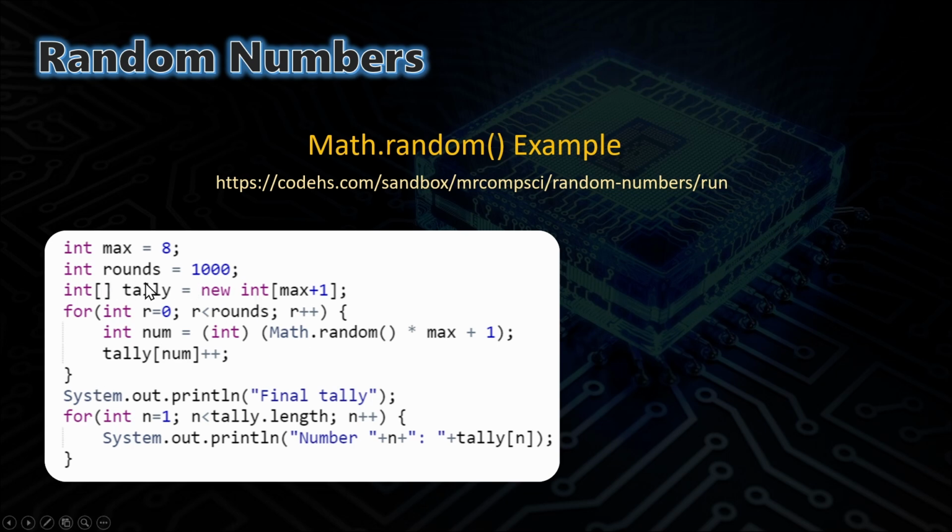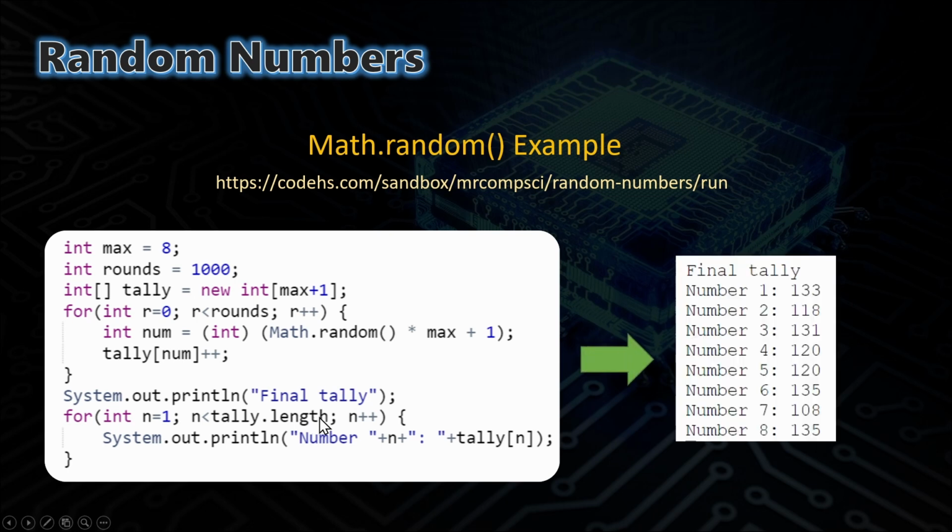So when I've declared my array, I've added a 1 so that my num will correspond to the right index. I've just added a num. So I'm ignoring the 0 position. And then at the end, I just print it all out. So what I get in the end will be a tally of the random numbers generated.